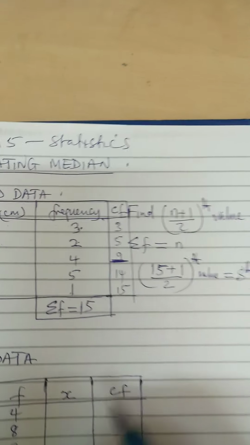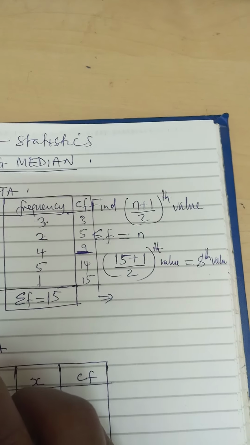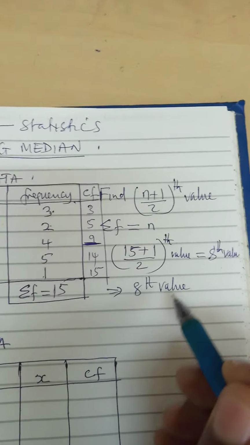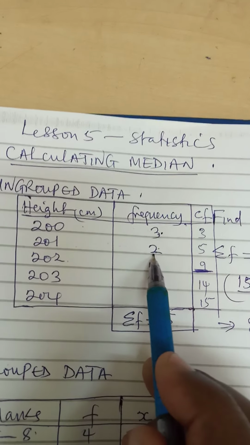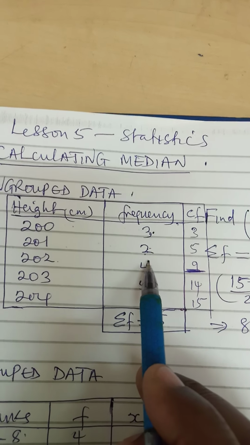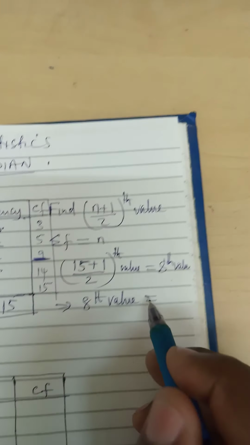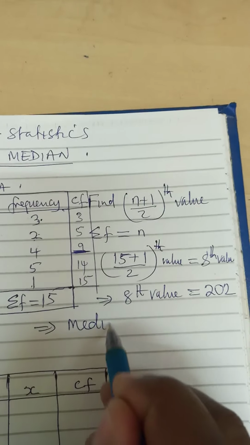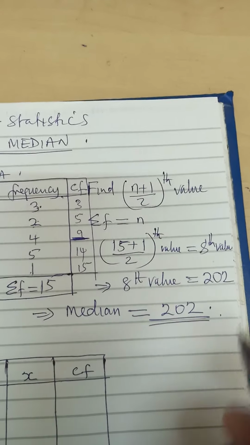Since we want the 8th value, it implies that the 8th value in our data must be, since the first 5 positions are occupied by 200 and 201, it means the 6th position is occupied by 202, the 7th by 202, the 8th by 202, and the 9th by 202. So therefore the 8th position is occupied by this, implying that our median for ungrouped data is therefore 202. Just as simple as that.